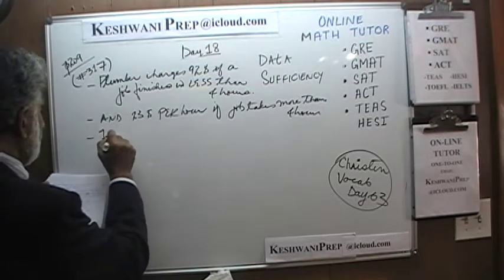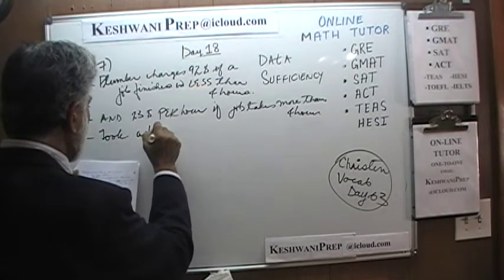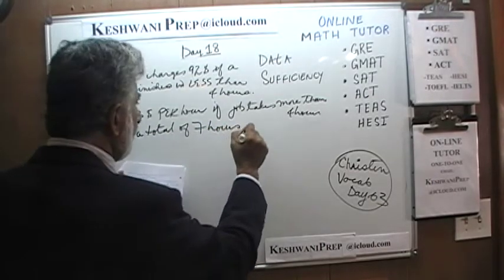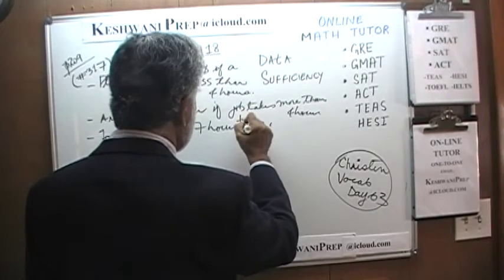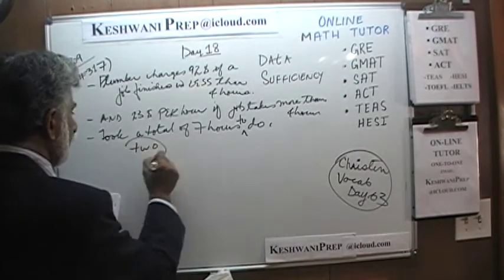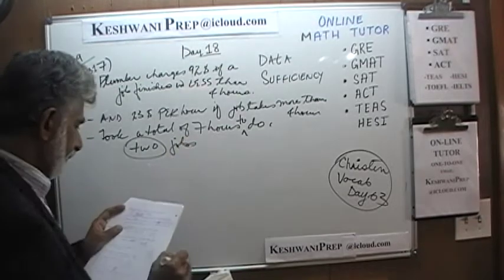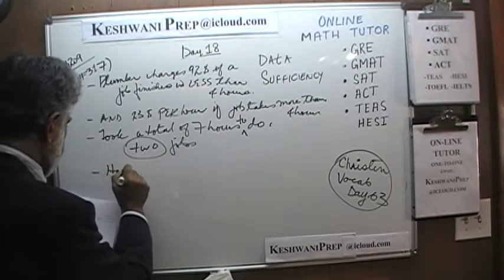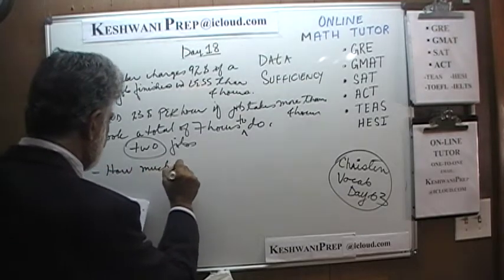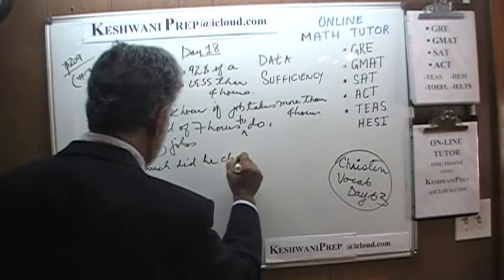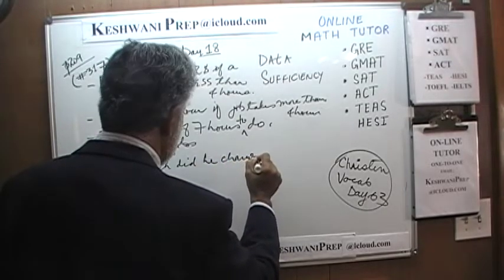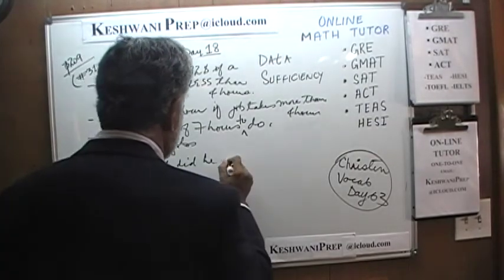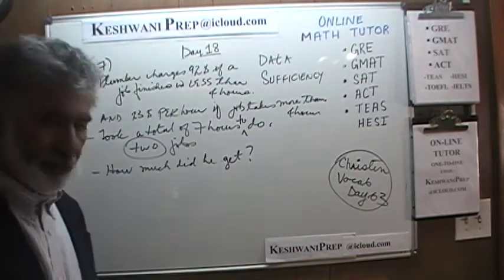We are told that it took a total of 7 hours to do two jobs, not one job, but two separate jobs. The question is, how much did he charge for the two jobs? How much did he get? How much did he charge for having done the two jobs?